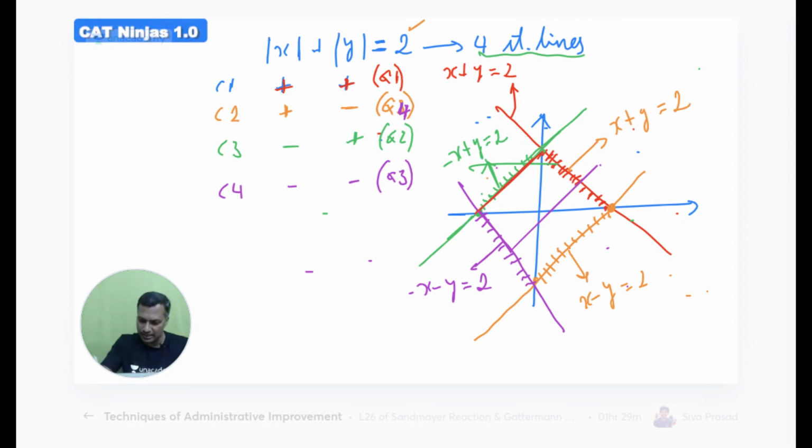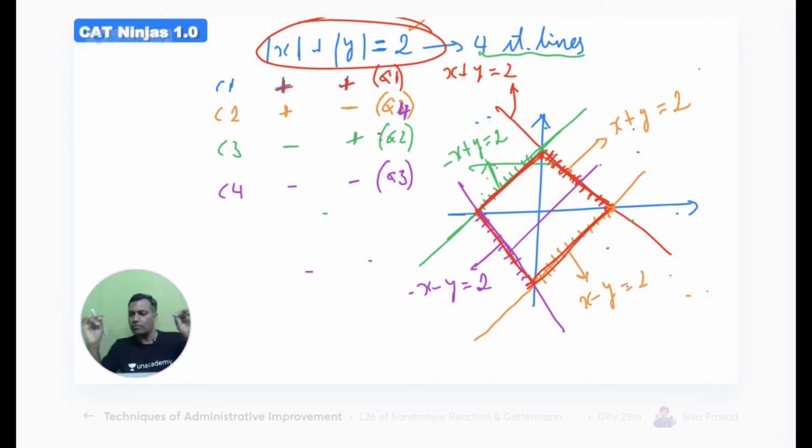If you technically look at this, these are the 4 lines which give me the shape of a rhombus. And hence, when I say mod x plus mod y is equal to 2, your teachers would have said, hey, it is nothing but a set of 4 lines which becomes a 2D diagram in the form of a rhombus. Clear, my friends? Everybody clear? Your teachers would have said this is a rhombus, because the background story is it is nothing but a set of 4 lines shortlisted in particular regions. Comfortable?